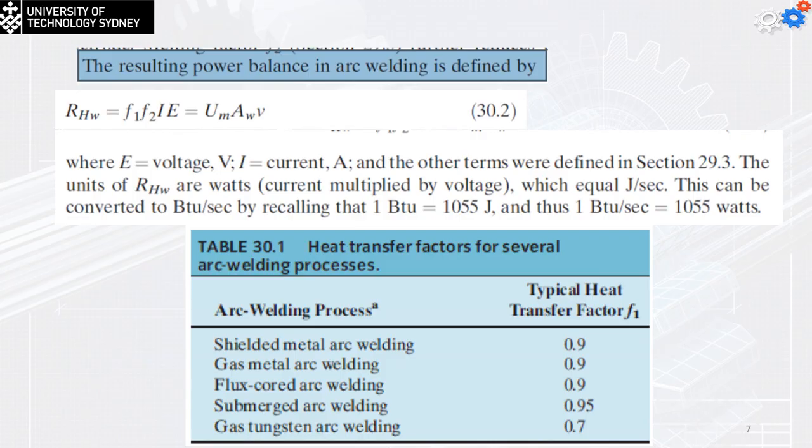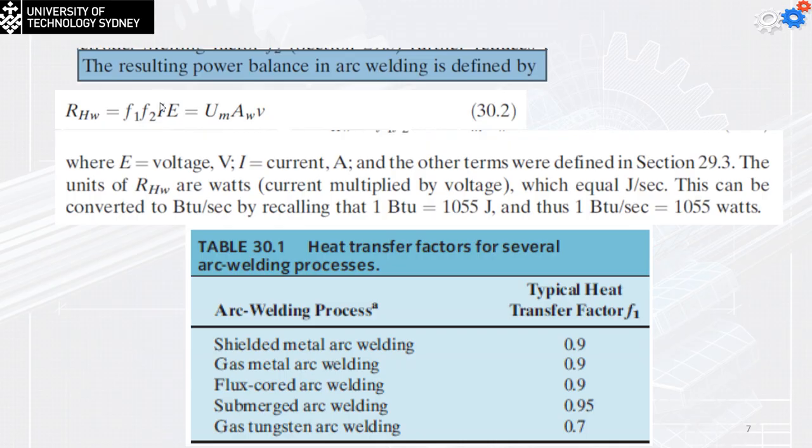Okay, now the third example is going to be the last one for today. It is going to be about the power in arc welding. So for the power in arc welding, the equation we're going to have is that the power is going to be equal to the efficiency 1 multiplied by the efficiency 2 multiplied by the current multiplied by the voltage.